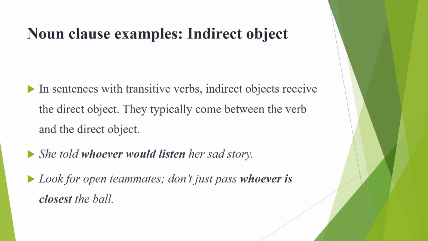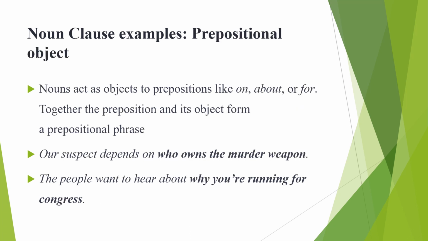Look for open teammates. Don't just pass whoever is closest the ball. Over here, whoever is closest is again an example of a noun clause, and it is behaving as an indirect object because it is receiving the direct object action.